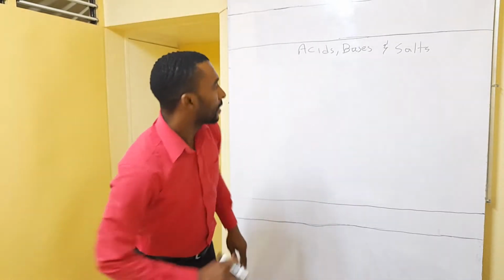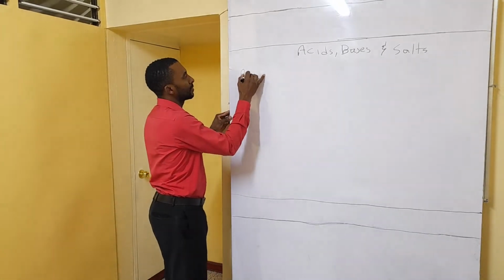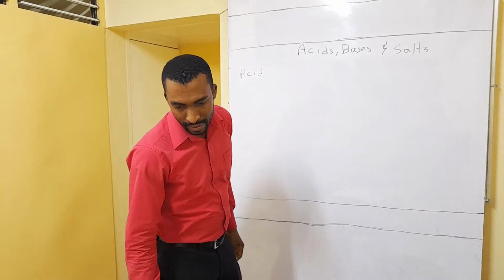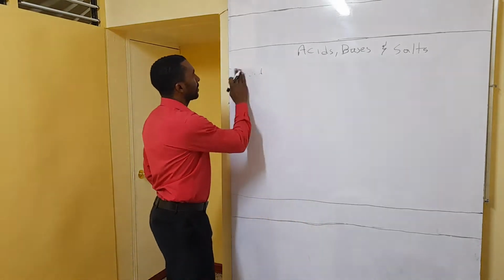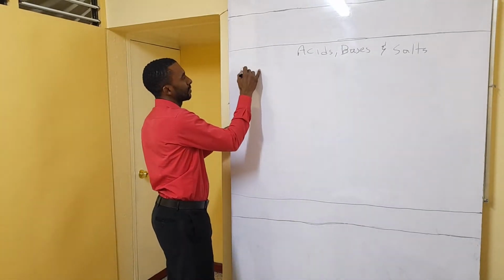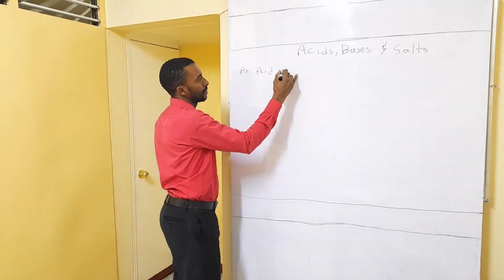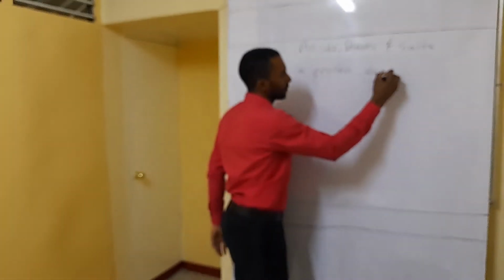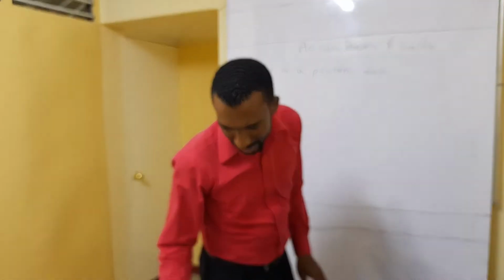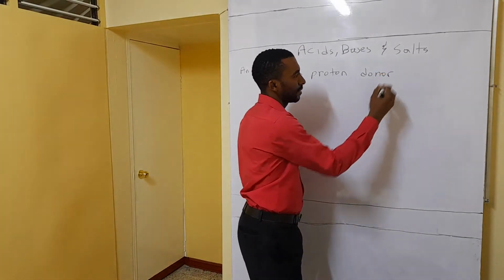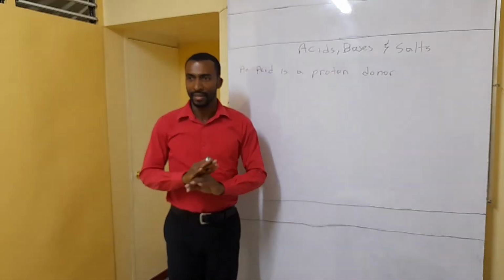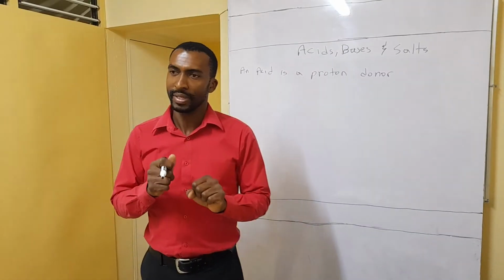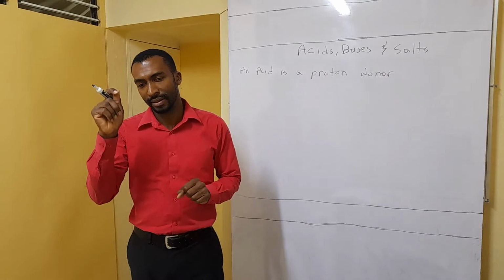So first, definitions. A simple definition for an acid: an acid is a proton donor. That's a basic definition, and you can't go wrong giving it. It's normally a substance which donates a proton, and a proton is basically H plus.